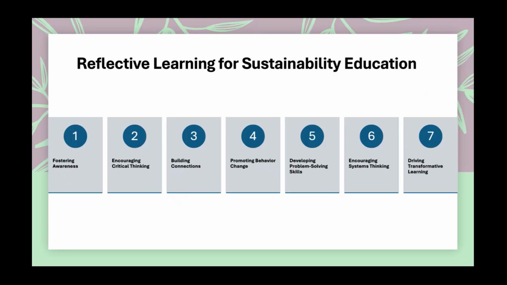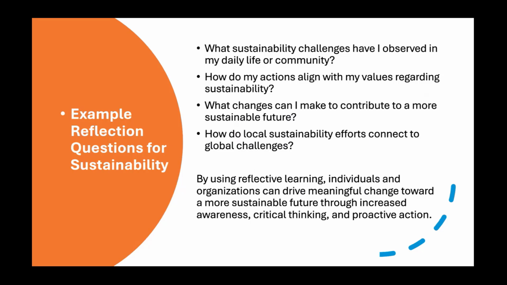So reflective learning for sustainability education could involve many different things. As you can see here, there are some of them which I've mentioned: fostering awareness, encouraging critical thinking, building connections, promoting behavioral change, developing problem solving skills, encouraging systems thinking. Systems thinking is all about the interconnectedness of different concepts. How is environmental change linked to social development, for example? You might want to think about it in broader terms. And driving transformative learning. All of these are parts of sustainability education. You might want to pick one or two of them and elaborate a little bit more. Which ones do you think are more useful?